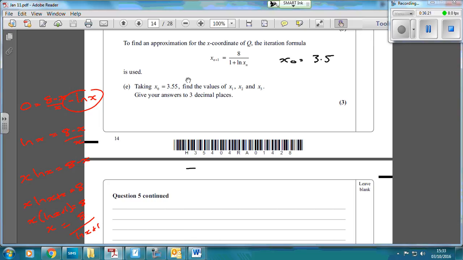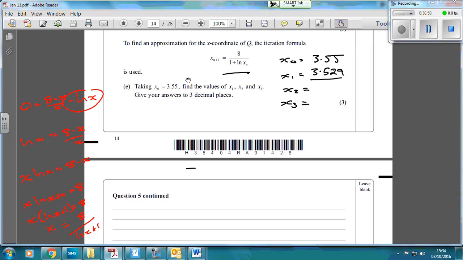equals 3.55. You then substitute 3.55 into this, and you should end up getting what x1, x2, and x3 are. So if we do 8 divided by, then in brackets, 1 plus log of 3.55, you should get, to 3 decimal places, 3.529. Being really careful with your rounding.